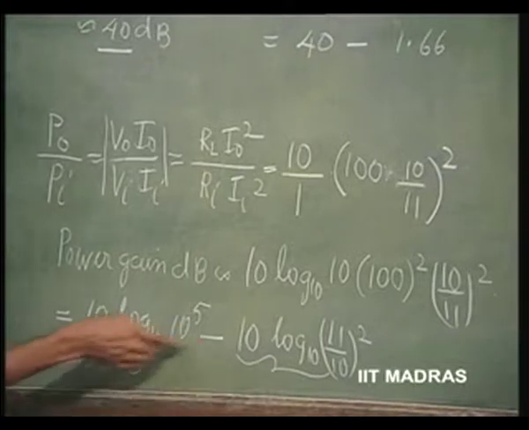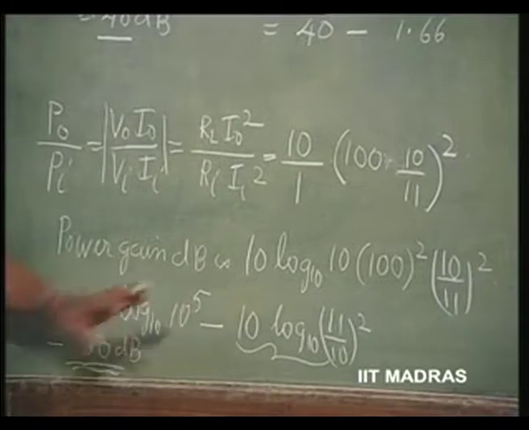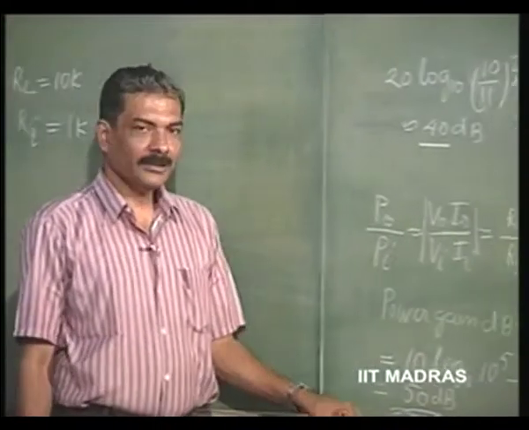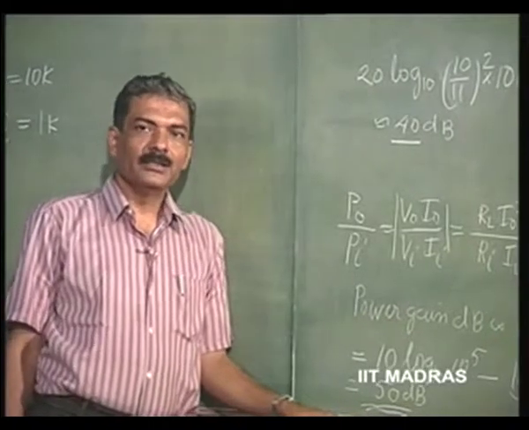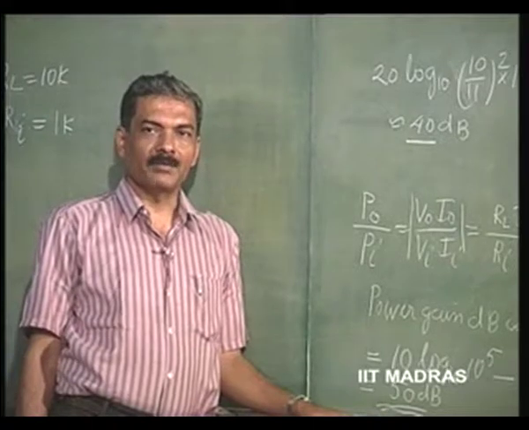So, please find out how close it is to 50 decibels. We have the same factor evaluated earlier. So, this is the power gain. So, you know about current gain, voltage gain and power gain, the three important parameters associated with any amplifier.